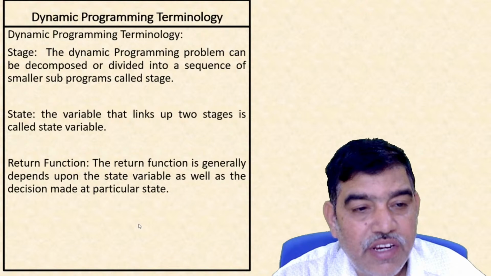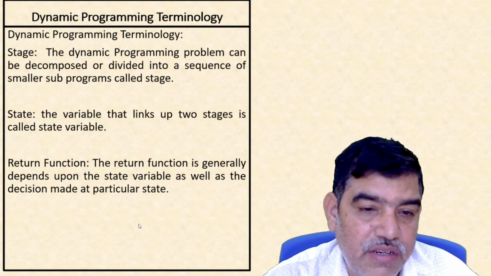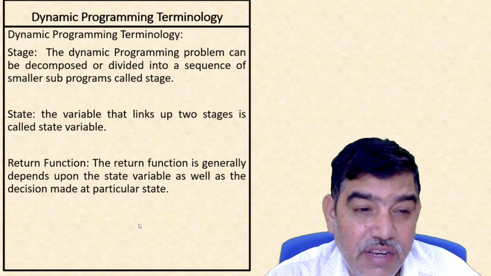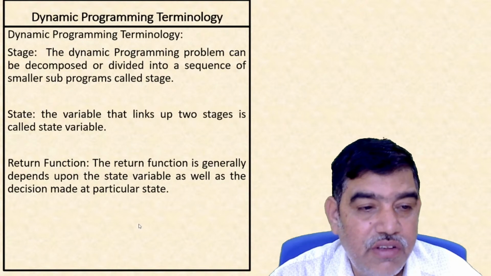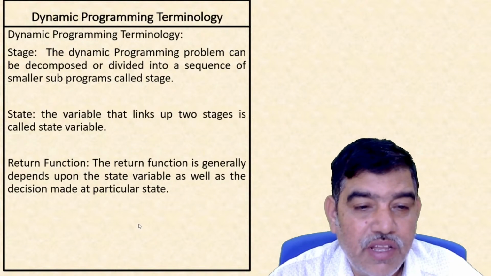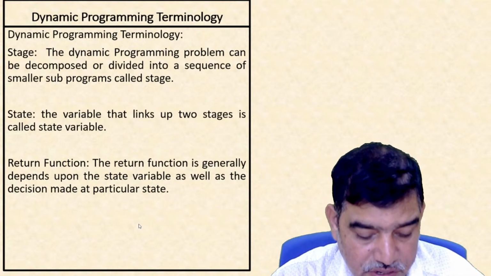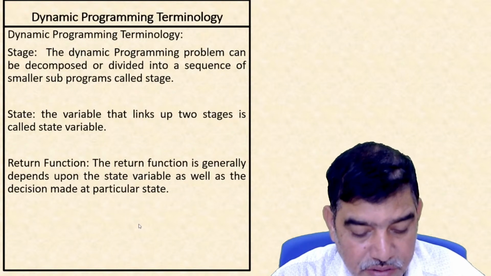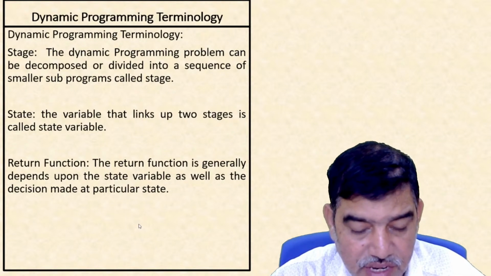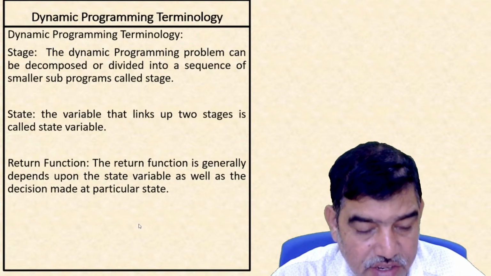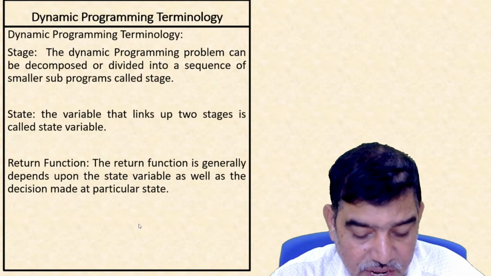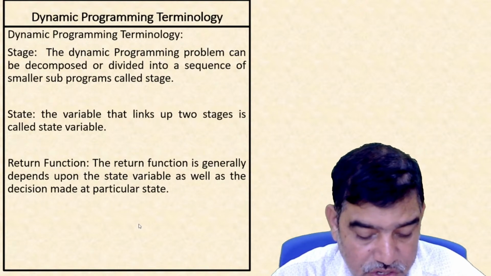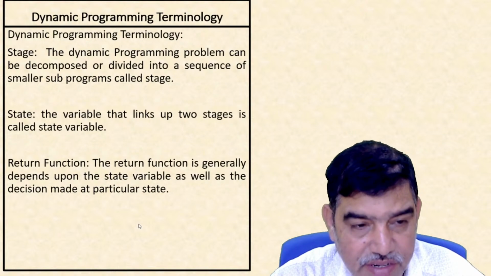Then there is another term known as the return function. What is actually a return function? The return function generally depends upon the state variable as well as the decision made at a particular state. That is the definition of the return function. In general, at each stage a decision is made that can affect the state of the system at the next stage and help in arriving at the optimal solution at the current stage.